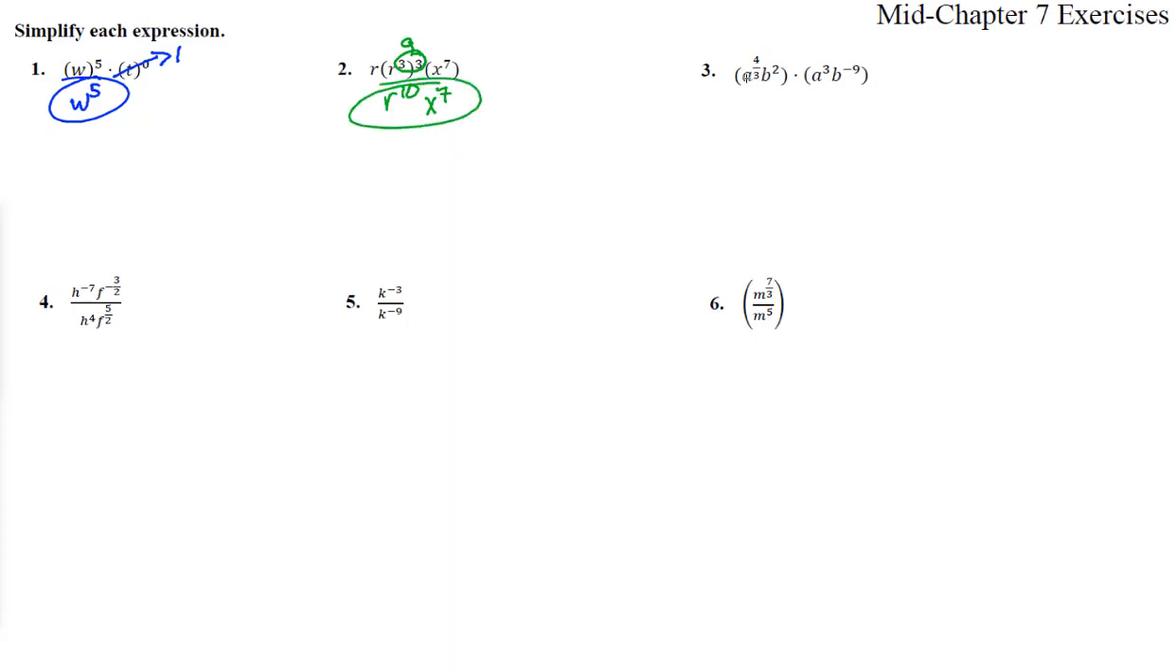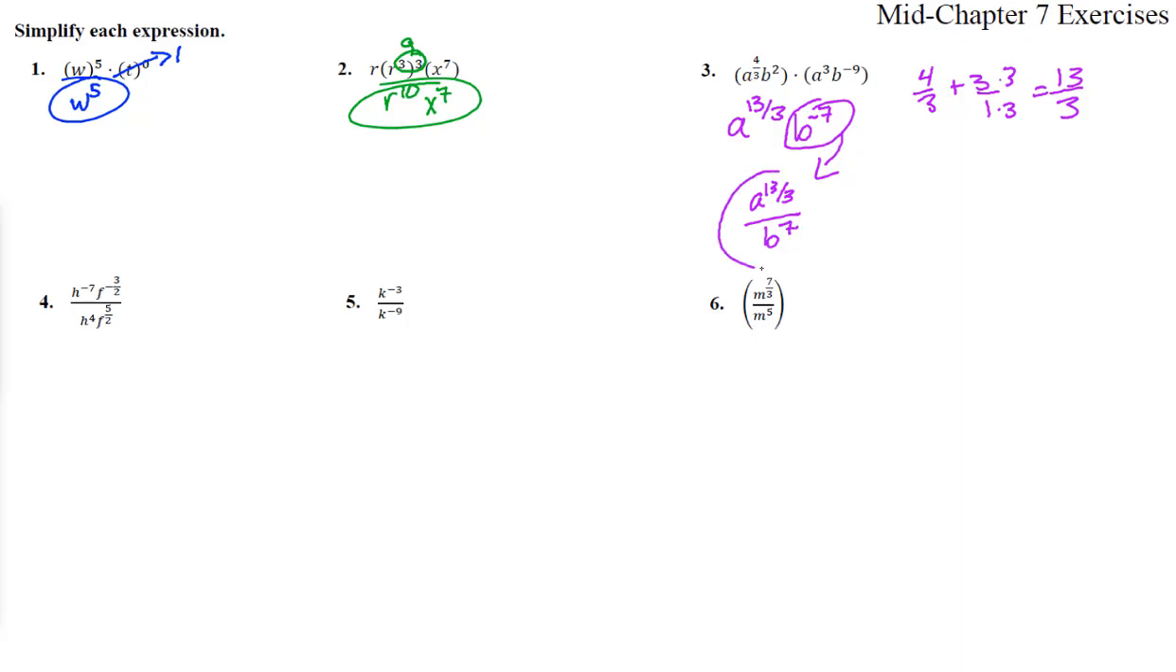Number 3. We have fractions in the exponents, but the rules remain the same. So we have a to the 4/3 times a cubed. So that we're going to take 4/3 plus 3. That's 3 over 1, common denominator. And we get 4 plus 9 is 13/3. So a to the 13/3. B to the 2 plus a negative 9 is -7. And what do negative exponents do? Send it down to the bottom. So we get a to the 13/3 over b to the 7th.